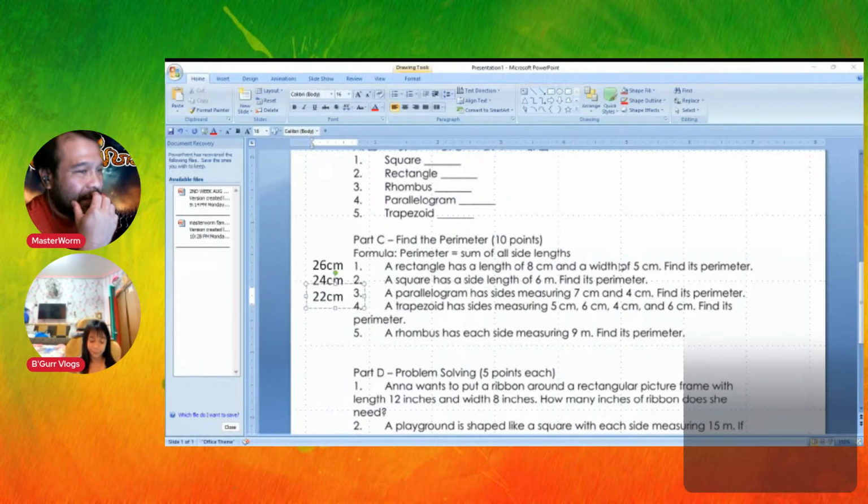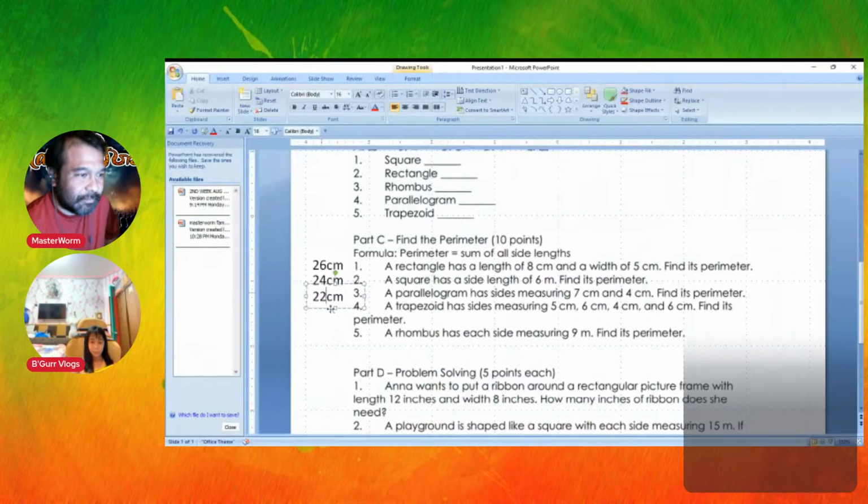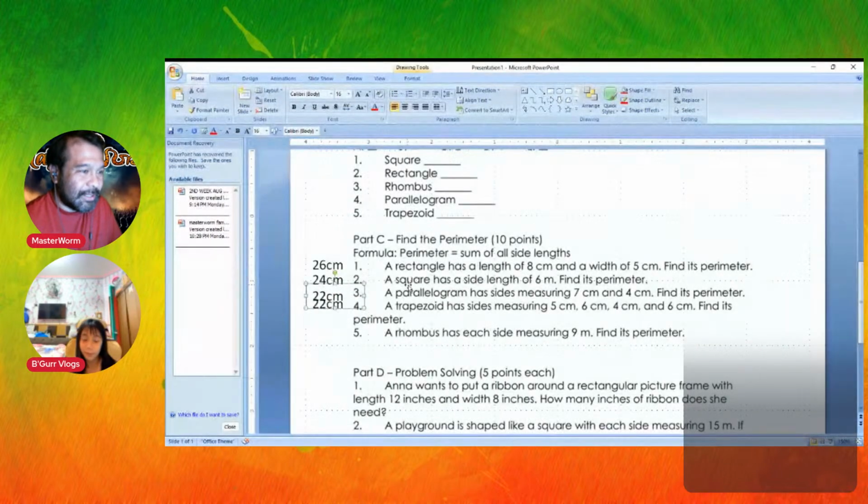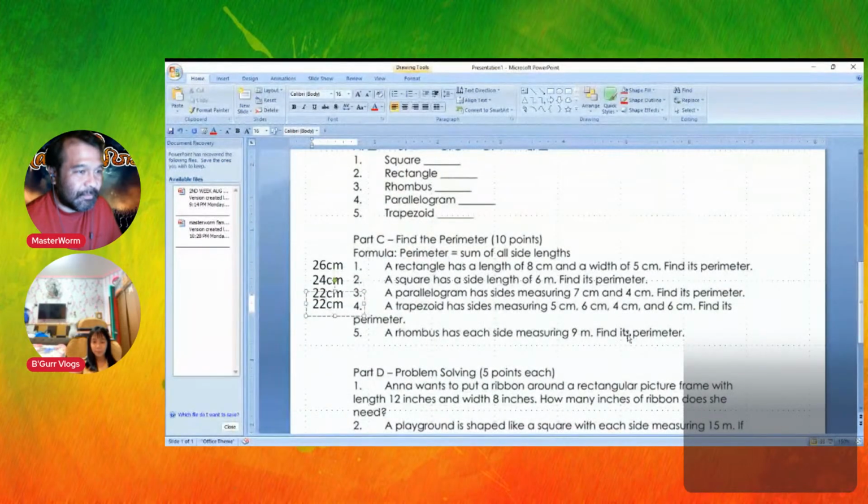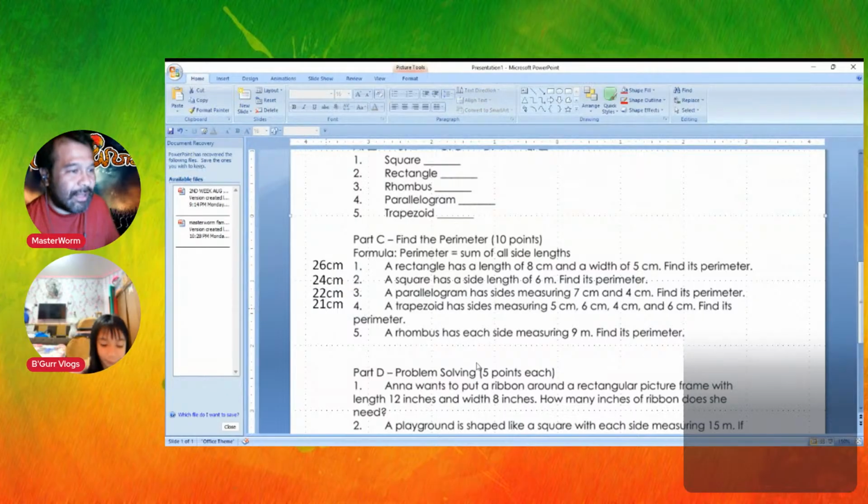15. Okay, 15 plus 6, how much? 15 plus 6, how much? 21. 21, good job. Alright, last. A rhombus has each side measuring 9 meters. Find its perimeter. So rhombus is parallelogram.